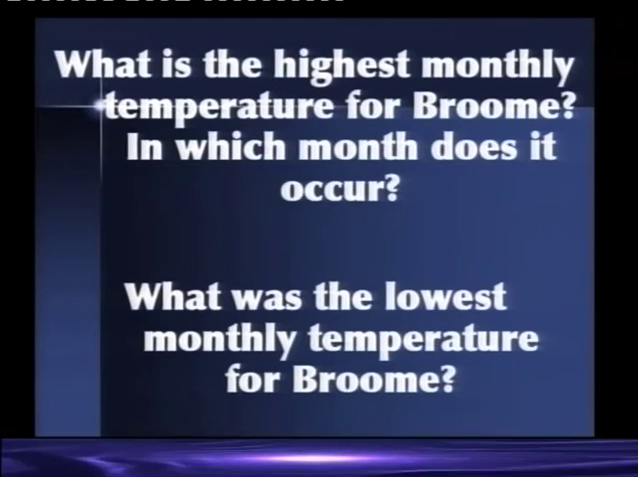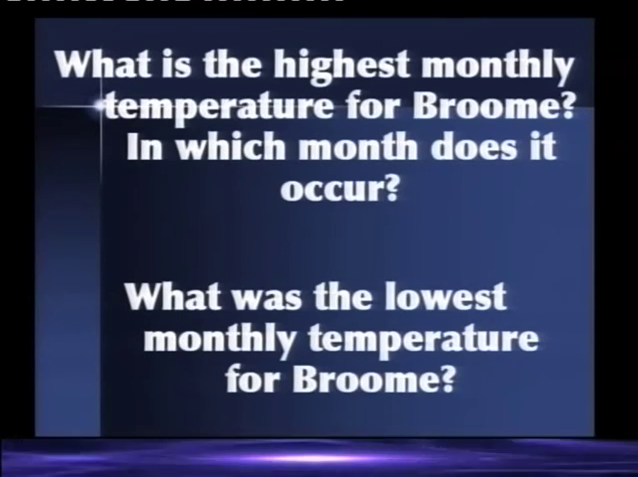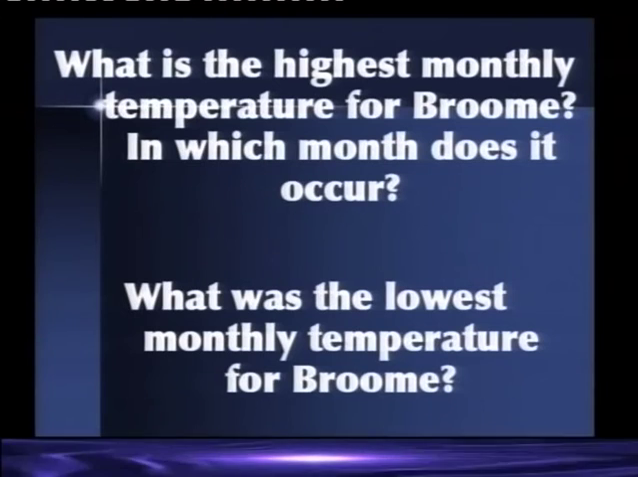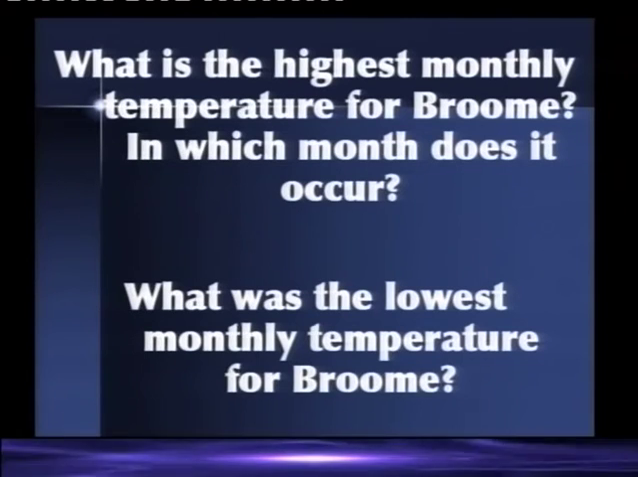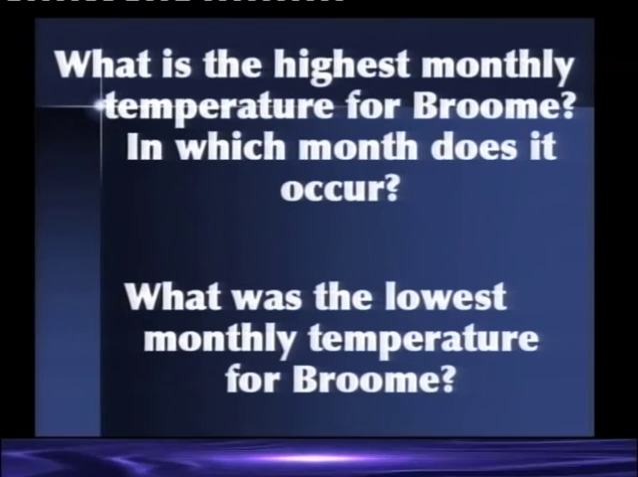Receiving students, so the simple question: what was the lowest monthly temperature for Broome? The lowest was 21 degrees Celsius and it occurred in July. Yes? June, July. Right? So it's just that.